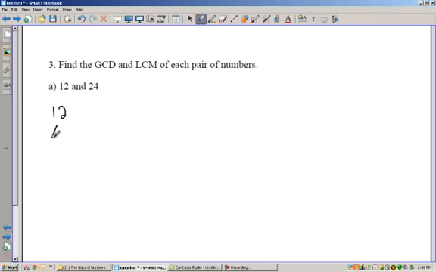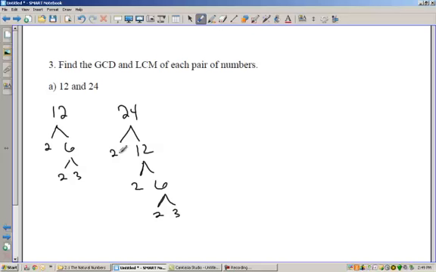So for 12, this would be 2 times 6, and this would be 2 times 3. And for 24, we get 2 times 12. 12 again is 2 times 6, and 6 is 2 times 3. And we end at their prime factors, right? These end leaves, as they're sometimes referred to, are prime, so you can't go any further.